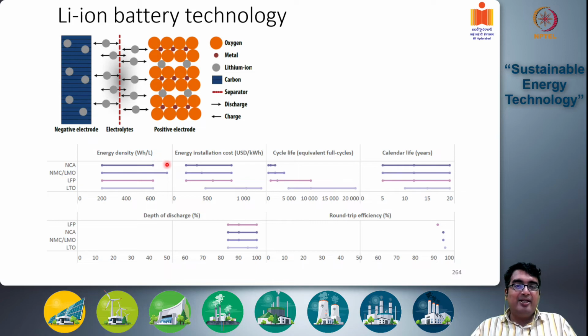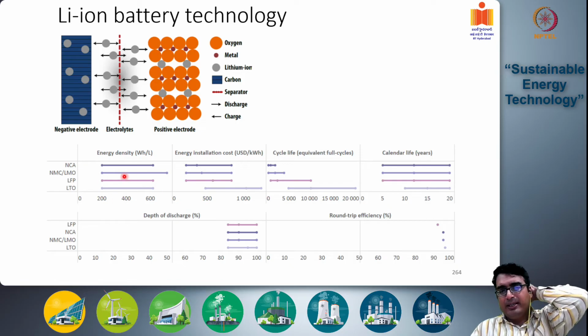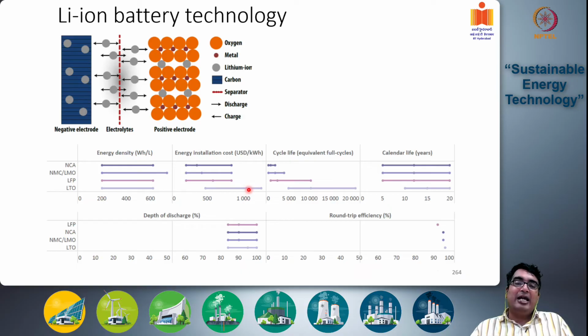So this is the energy density in watt hours per liter. So again, NMC LMO has the higher energy density values. You can get up to above 600 watt hours also, but there is a range from 200 to 600 for most cases. When it comes to installation costs, NCA is the cheapest and the LTO is the costliest because titanium is there, followed by LFP and then these values. Okay. So NMC LMO, the manganese oxide or manganese cobalt nickel oxide, has good energy densities and reasonably good installation cost, which makes it quite good.